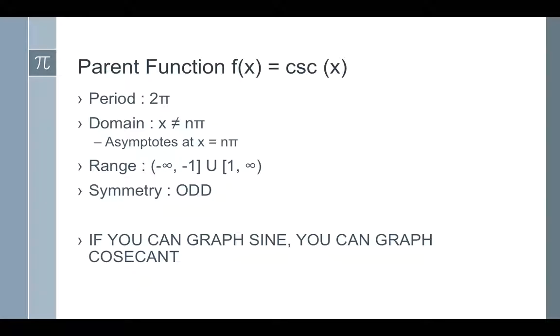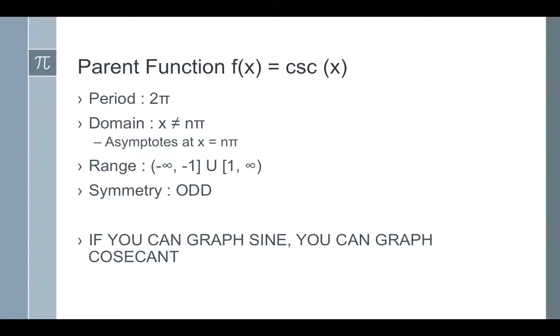You'll notice here the period for cosecant is 2 pi, just as is with sine. However, in this case, the domain is anything except for the multiples of pi. The range is quite interesting. It's kind of in comparison to sine. Sine has a range of -1 to 1. And since cosecant's the reciprocal of that, that means the range for cosecant is going to be everything else. So we don't have any values of y between -1 and 1. And the symmetry for cosecant is odd, just as the symmetry for sine is also odd.